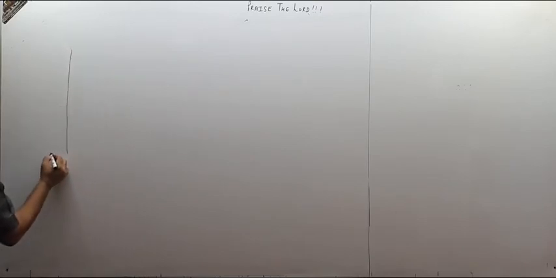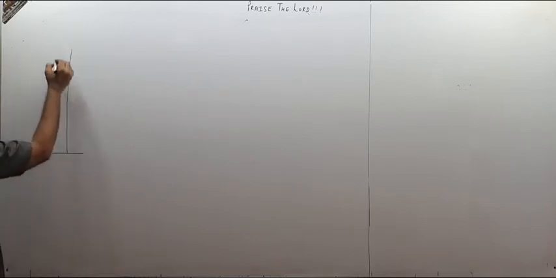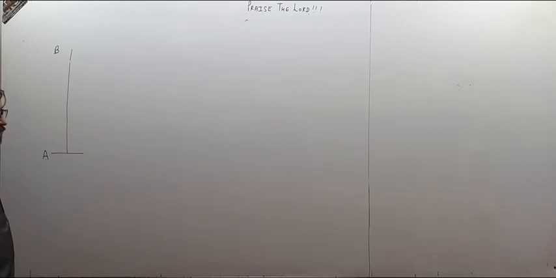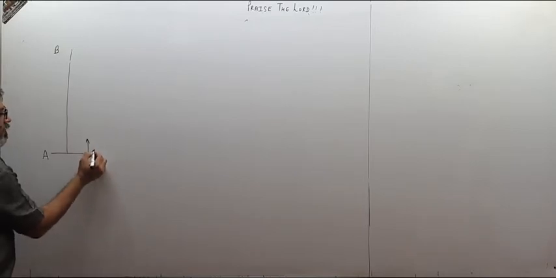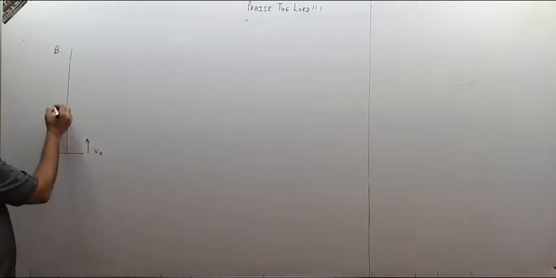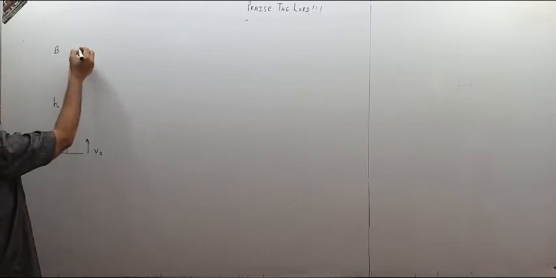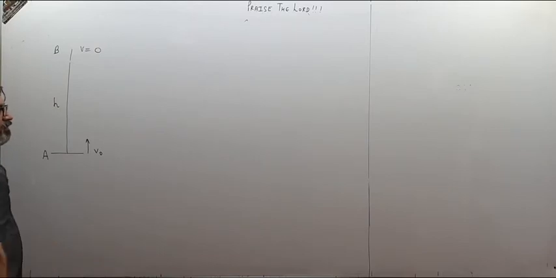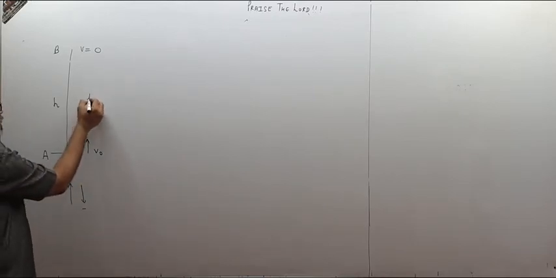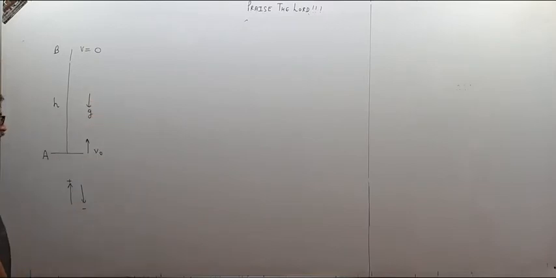Supposing this is the point A on the ground and this is the highest point where the body will reach. From here we have thrown with the speed of v0. H is the maximum height it has covered. Upon reaching here, its velocity will become 0, we know that. We will always take upward as positive and downward as negative, though you can change, there is no compulsion. Gravity is always downwards, we know that. So it has to be negative gravity.